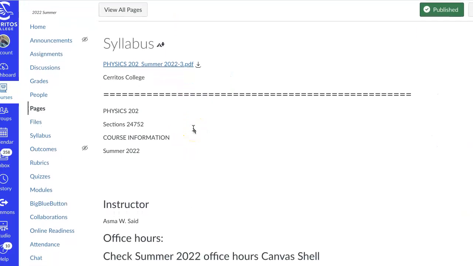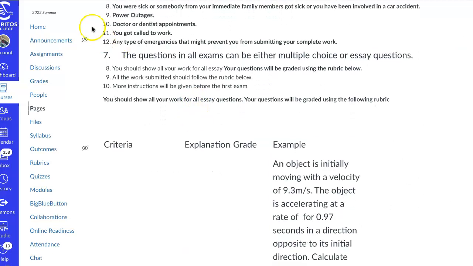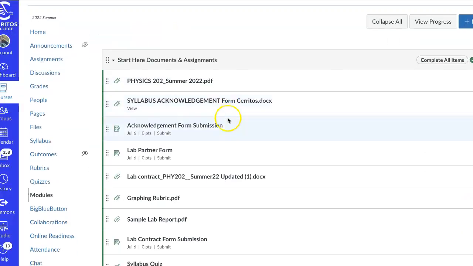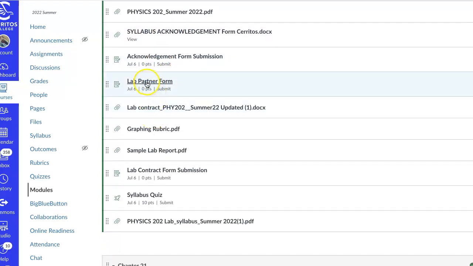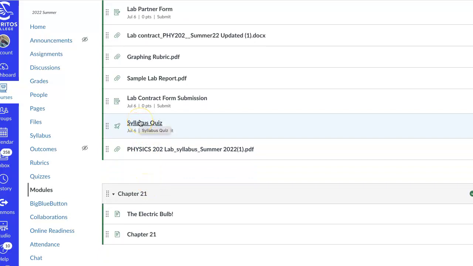Okay, here is the syllabus. I'm providing you with the syllabus, and you can upload PDF, but also I have it here for you. This is the acknowledgement form that I want you to fill in and submit, and here is the submission for that. And these, as I said, I'm gonna talk about it during the lab, and this is the syllabus quiz.